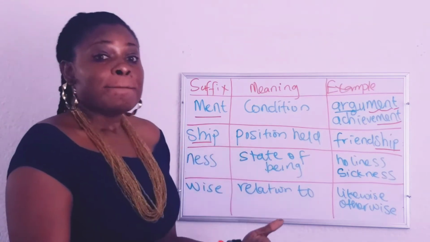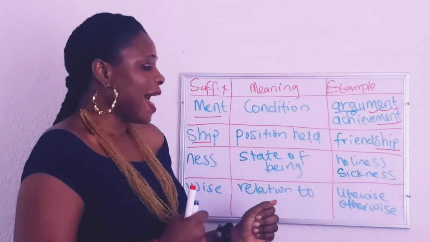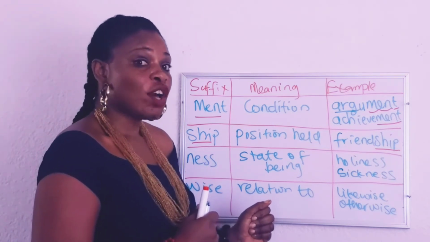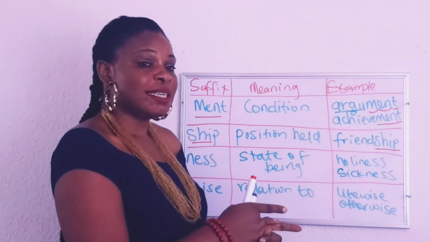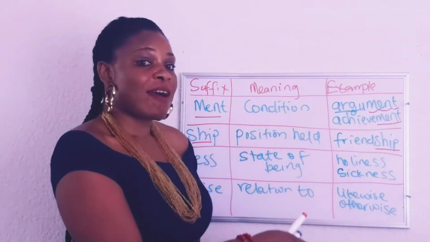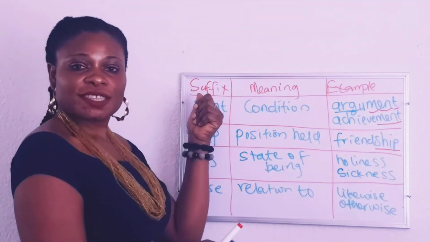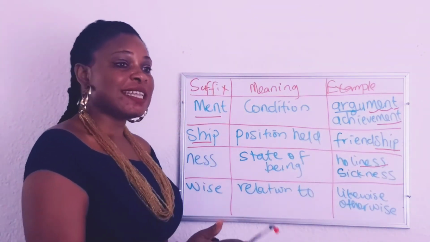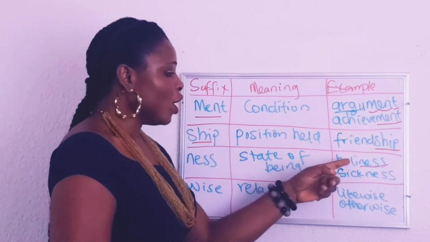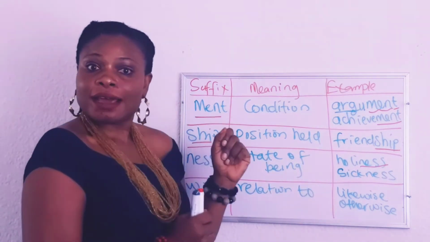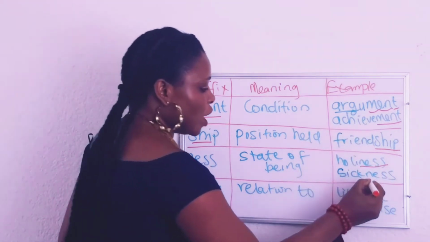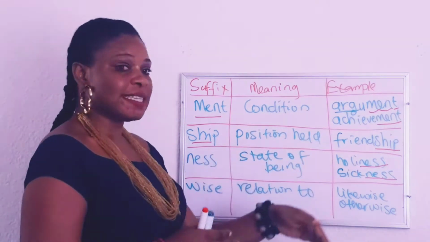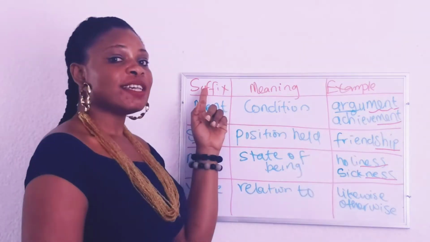Ness is a state of being, and here I have holiness and sickness. How is she? Oh, she's holy. So holy is the word, and then ness is the affix, which is a suffix. And we have this ness here, which is the affix that comes after a word, holy. Is that clear? Good. And the second one, of course, it is ness here, because sick is the word and ness is the affix, which is a suffix.